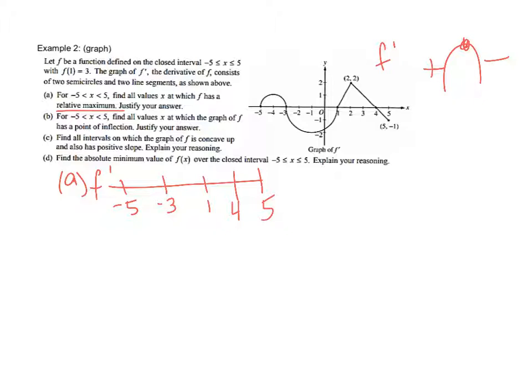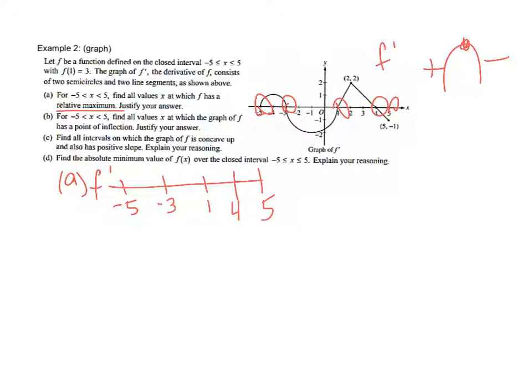So that's why I chose these points here, and then at 5 because that's where it's undefined. Okay, so now we want to look at where the graph is positive because we're looking at the f prime graph. Where the graph is positive is where f is increasing, and where the graph is negative, that's where f is decreasing.